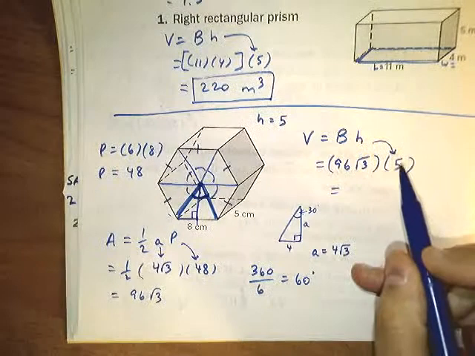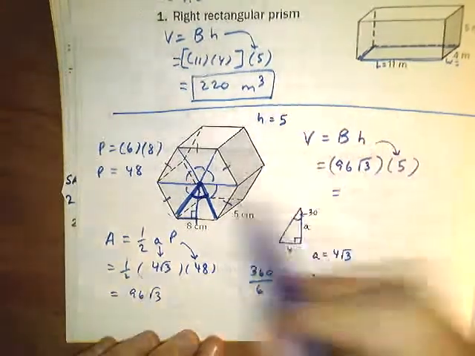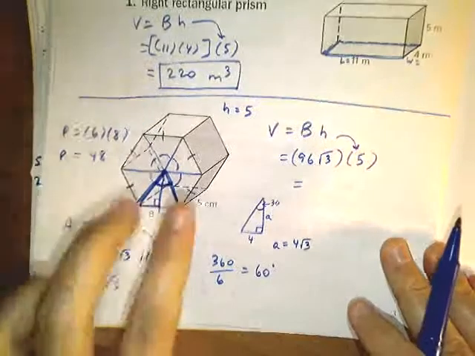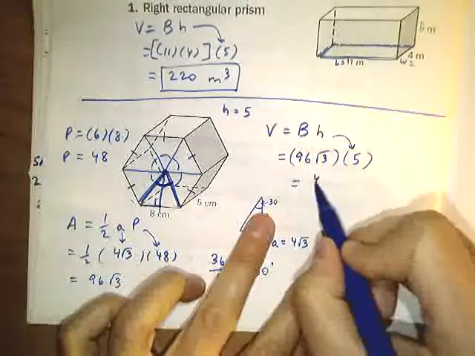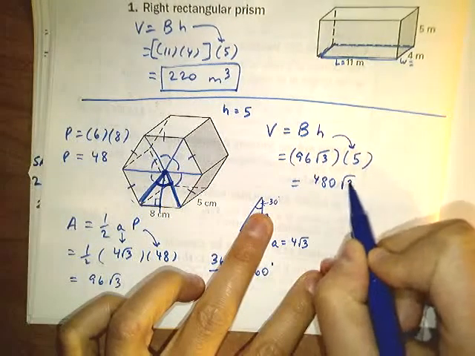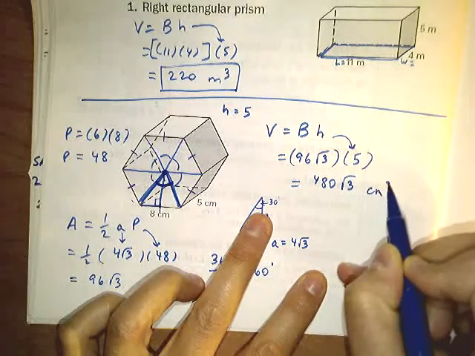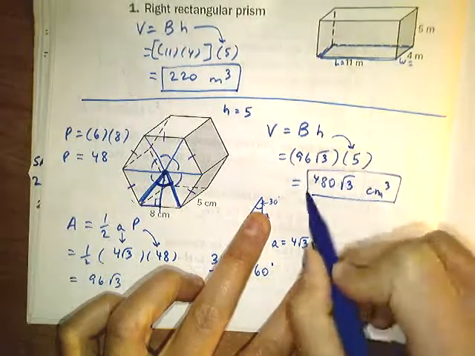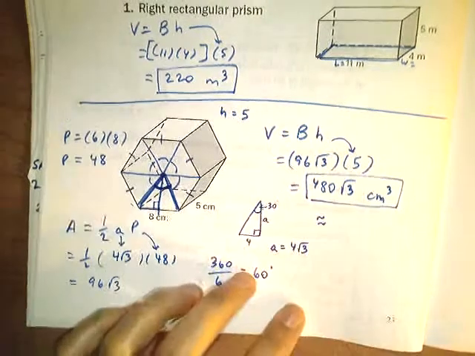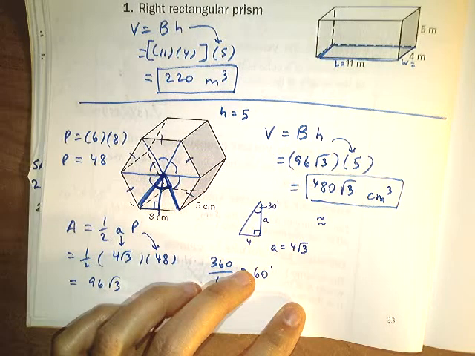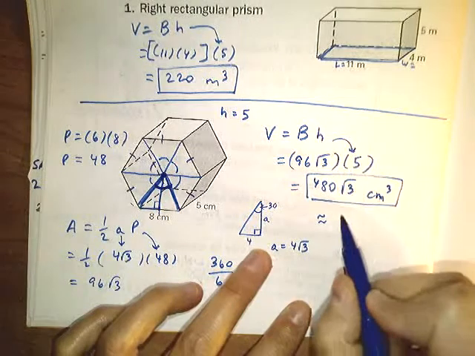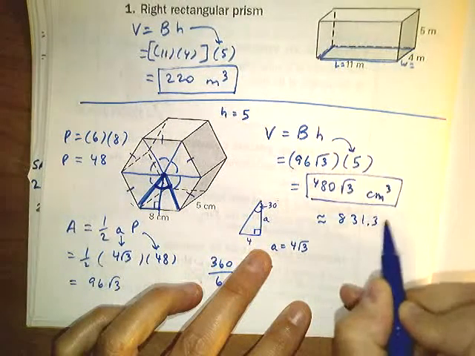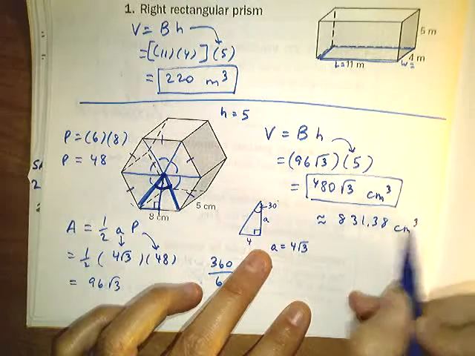So if you multiply 96 times 5, now we're finally calculating the volume of the entire object, how much space it actually takes up. 96 times 5 is 480. So 480 times the square root of 3 cubic centimeters would be the exact answer. But if you wanted an approximated answer, you could take the square root of 3 on your calculator and multiply it by 480, which would give you about 831.38 cubic centimeters.